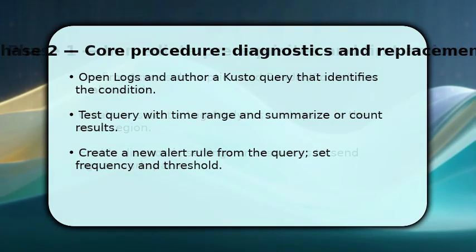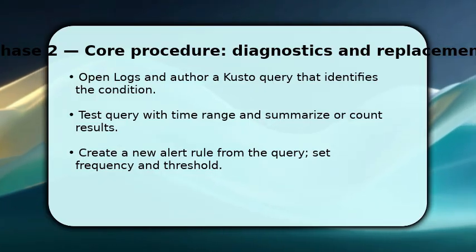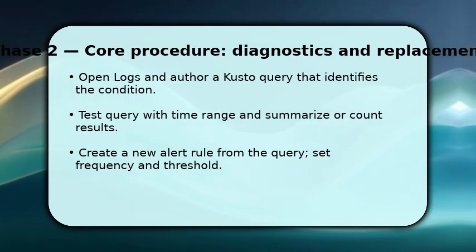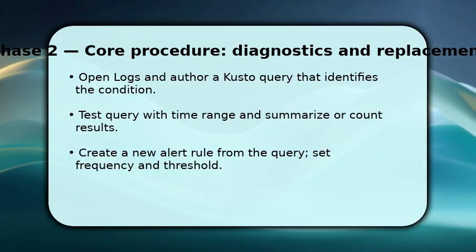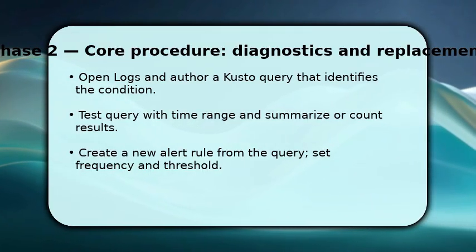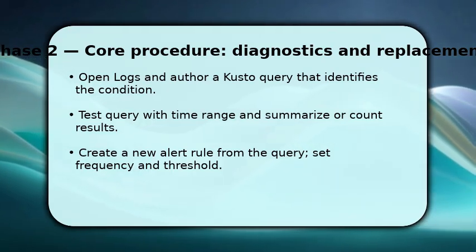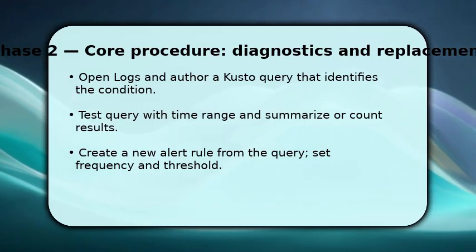Now you author a custom query in logs that captures the condition you want to alert on. Think of count, percent, or a specific event ID. Test the query using a realistic time range and add summarize or project to reduce noise because efficient queries reduce costs. Then choose Create Alert Rule, set evaluation frequency and lookback period, and define the condition threshold.